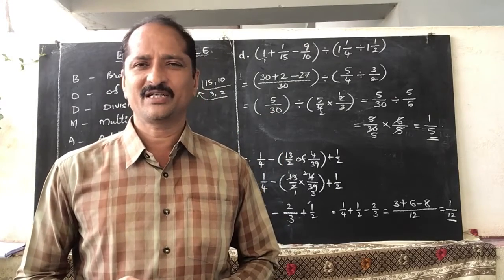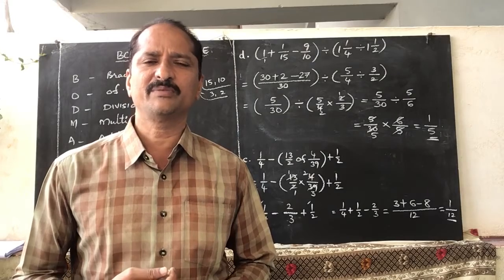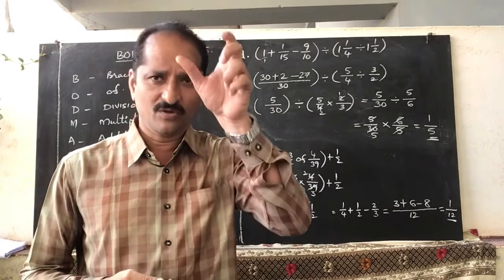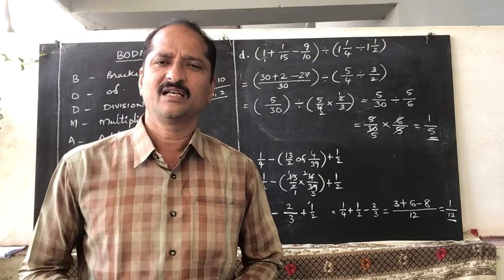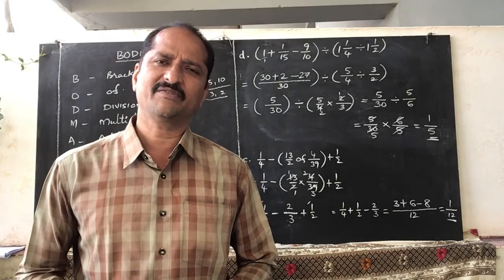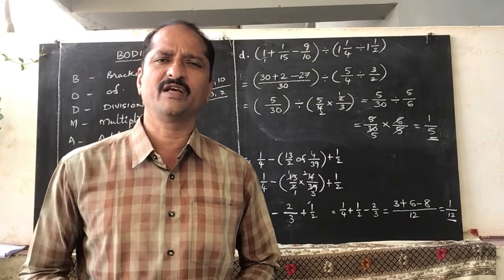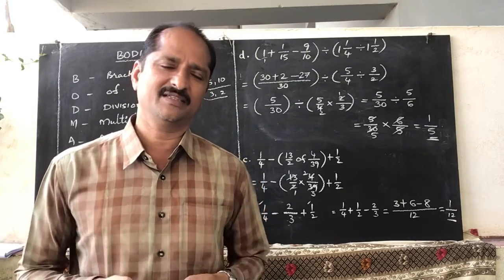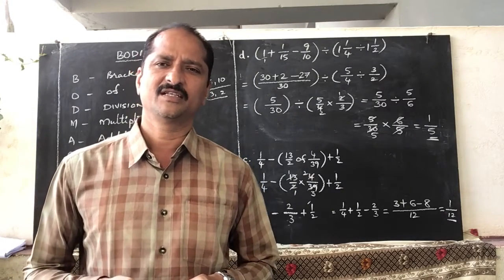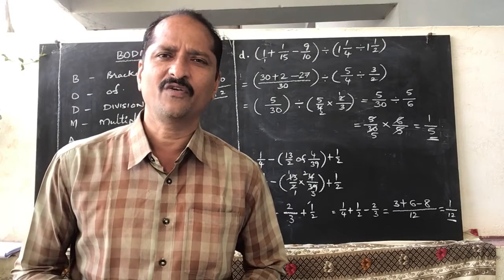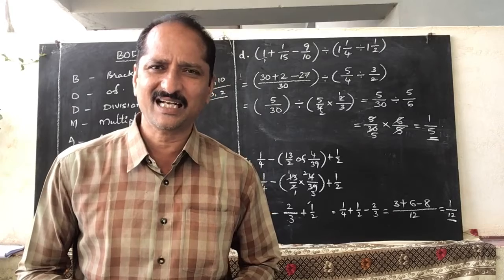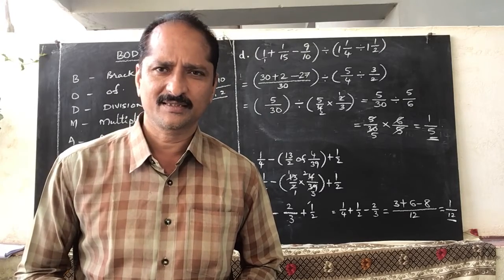So observe carefully, and whenever you are going to simplify, you have to remember this order. If you follow this order, you will get the same answers. Otherwise, if you follow your own way, you may get different kinds of answers. Each one will get different answers. So the only universal rule of simplification of the 4 fundamental operations is BODMAS. Okay? Thank you.